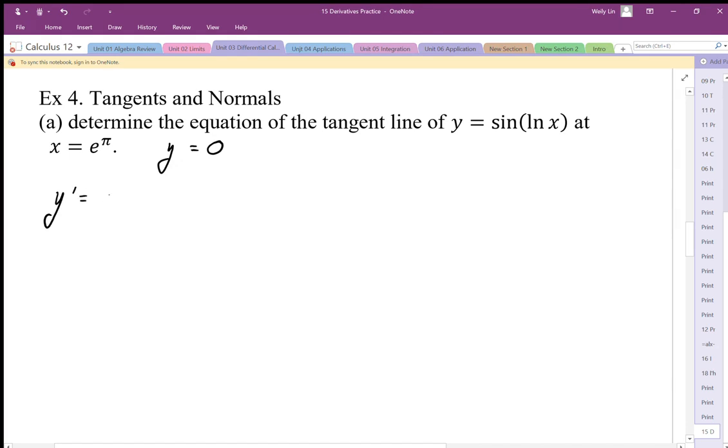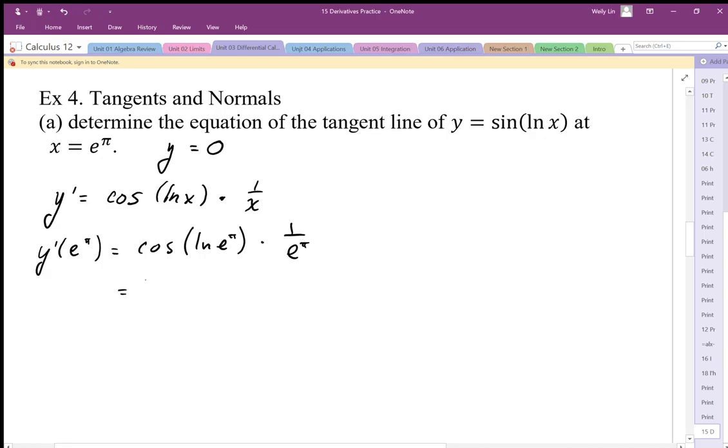In this case, we want just a tangent line. We want the derivative, so we're going to need to use the chain rule. So cosine of ln x. Make sure you differentiate the outside, leave the inside, and then apply as a chain the derivative of the inside. So calculating the derivative at e to the pi, we end up with cosine of ln e to the pi, which is pi, cosine of pi, times 1 over e to the pi. Cosine of pi works out to be -1, and so we end up with -1 over e to the pi.